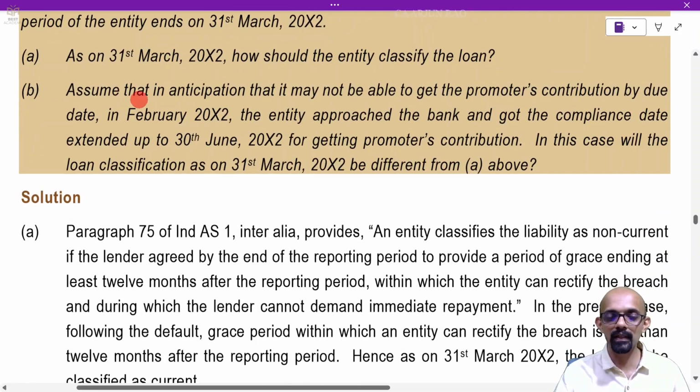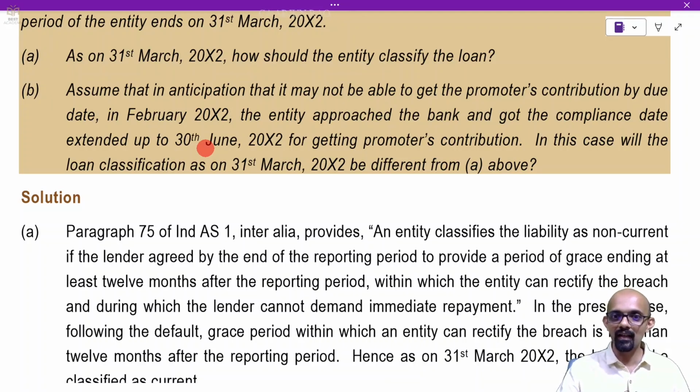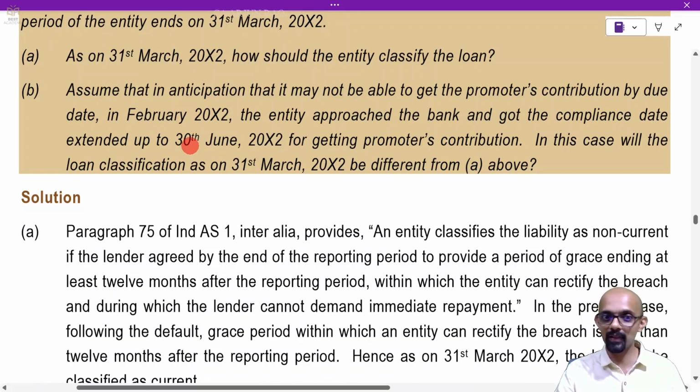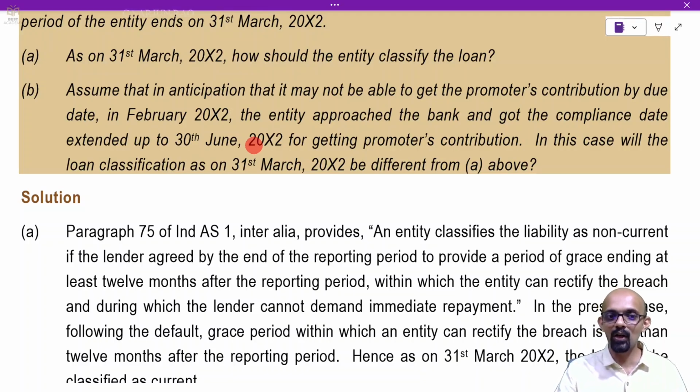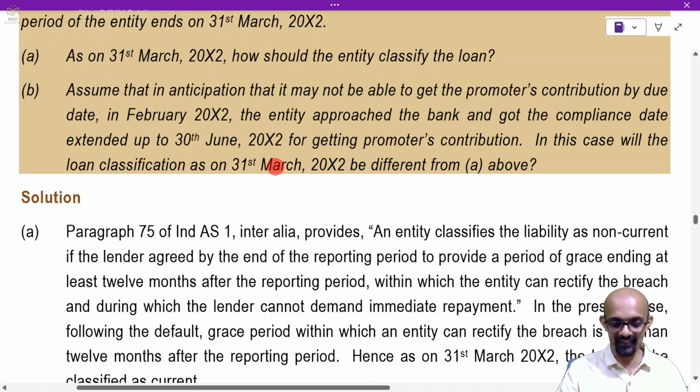Then B: assume that, in anticipation that it may not be able to get the promoters' contribution, the entity approached the bank and got the compliance date extended to 30th June. That means there is no breach itself. Before committing the breach, it has gone to the bank and changed the terms of the loan. So in effect, there is no breach. The breach may happen on 30th June, but as on 31st March, the breach has not happened. It has not become payable on demand. So how will the loan be classified on 31st March? It will be classified as non-current, right?